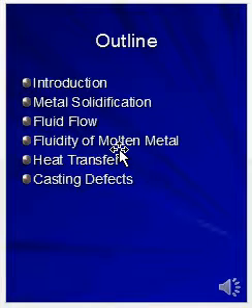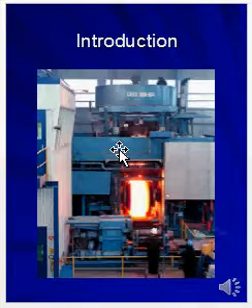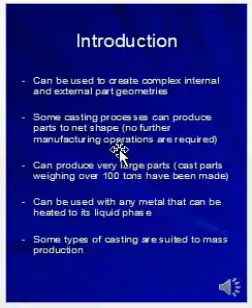Outline of today's presentation: introduction, metal solidification, fluid flow, fluidity of molten metal, heat transfer, and casting defects. Introduction: casting is a process wherein prepared molten metal is poured into a prepared cavity and the molten metal is allowed to solidify. After solidification, whatever part comes out is known as the cast product, and the entire process is known as the casting process. This is the typical furnace casting process.